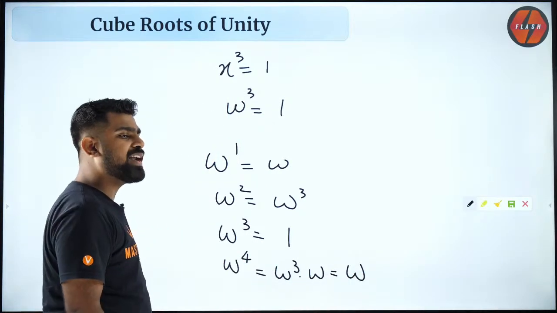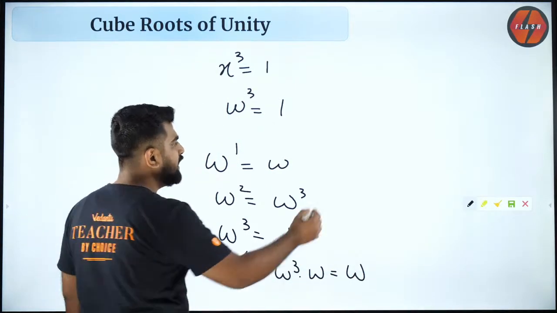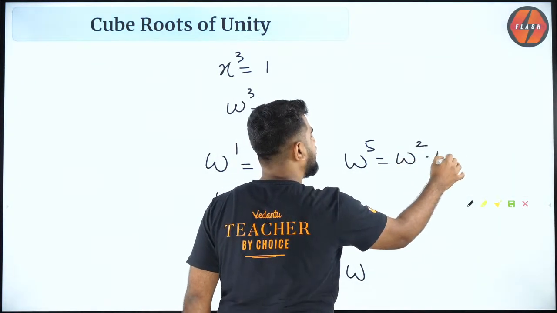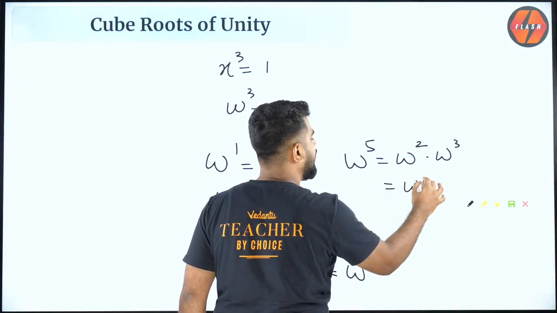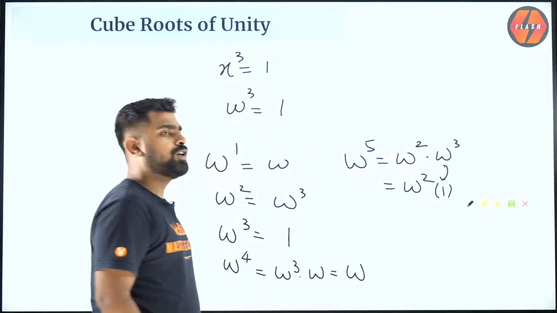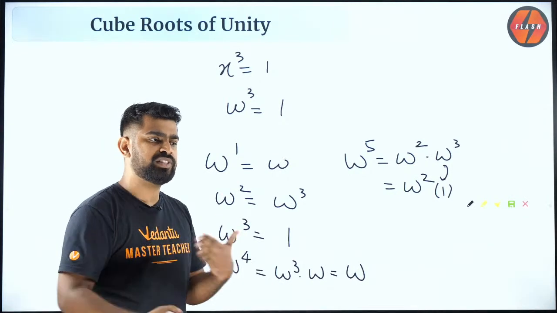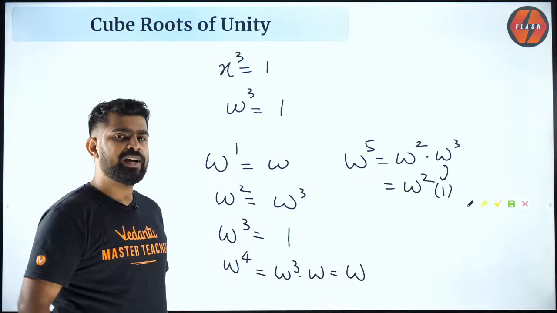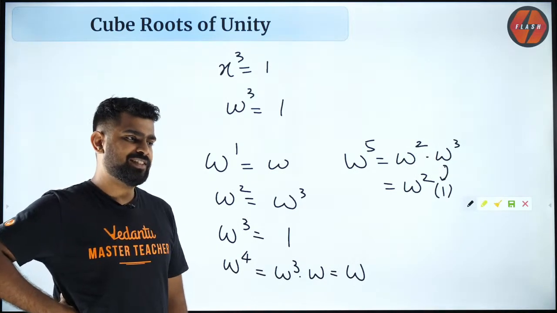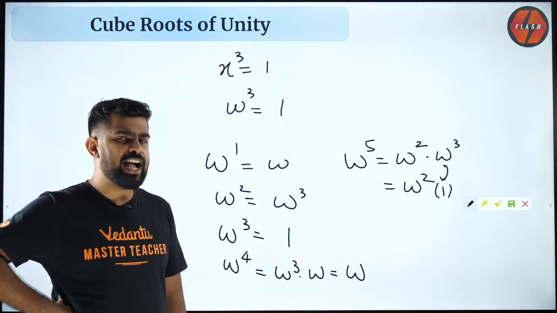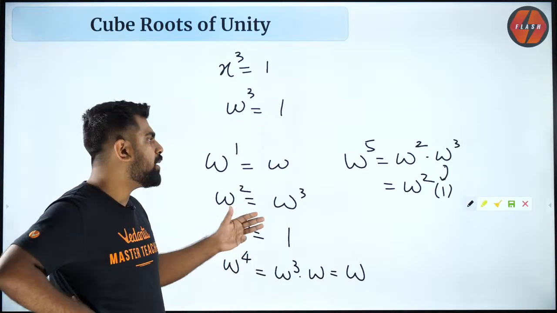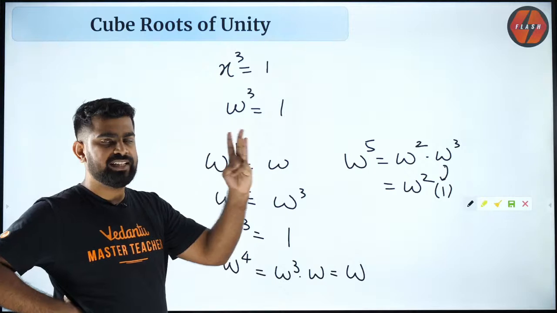Omega cube into omega, which will be omega only. Are you guys able to understand that? Similarly, omega power 5 will be omega power 2 into omega cube, which will be omega square only, because this is 1. Got it? So they cycle in powers of 3. Everybody clear? It is like iota cycles with power 4, but omega cycles in cycles of 3.